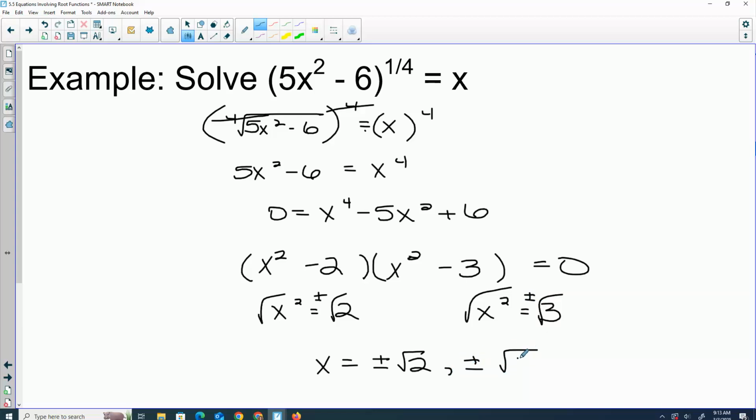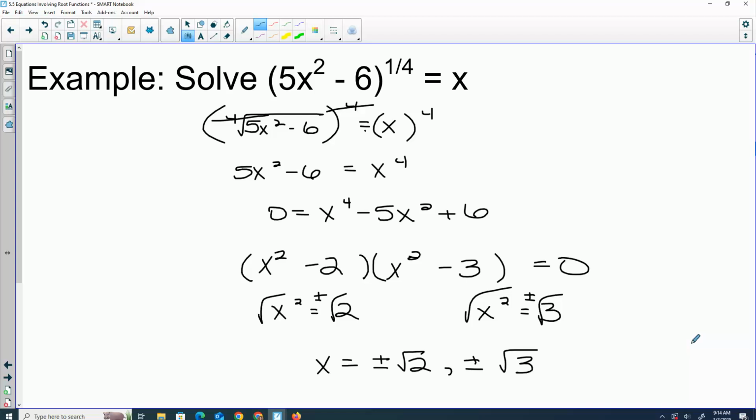Positive and negative square root of 3. So we don't have to have all nice pretty answers. Radicals work. And you are welcome to check these on a calculator. So if you put in 5 times square root of 2 squared minus 6, all to the 1/4, that has to be equal to the square root of 2, and that does work.